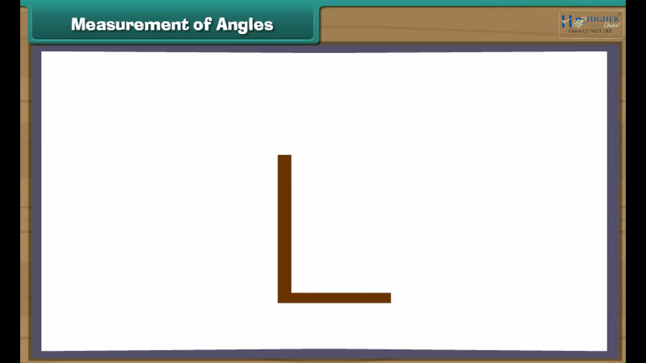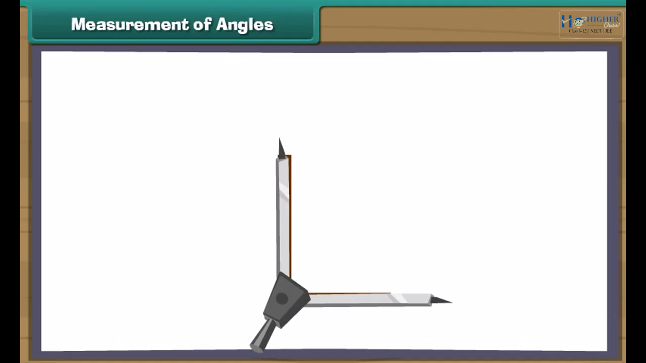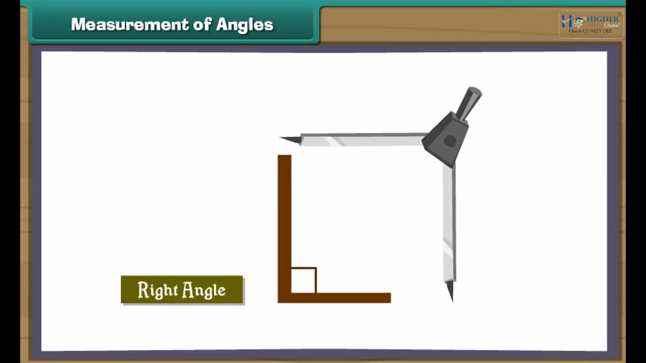Write letter L of the English alphabet. Place the divider on L and adjust it to coincide with L. Lift the divider up. The angle formed by it is a right angle.